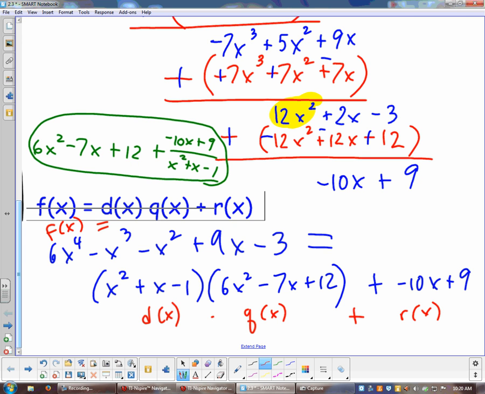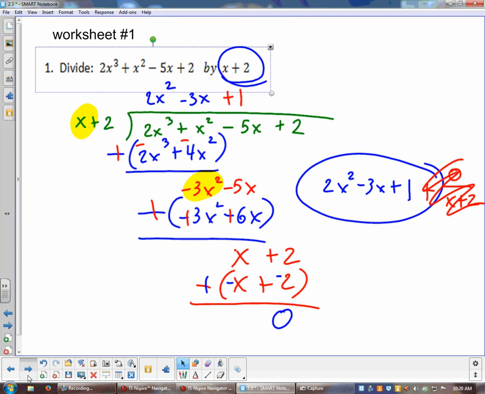On some of the homework problems, you're asked to write your answer in this form. Does that make sense? I think it's just a way of writing it. I don't know if it has a name.